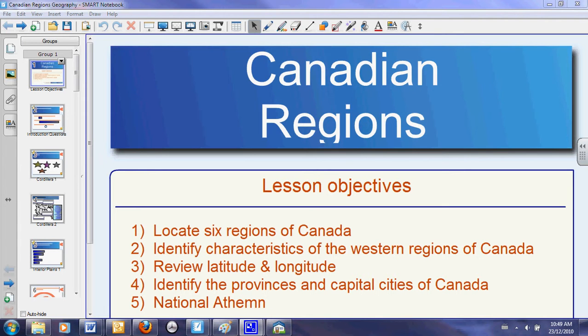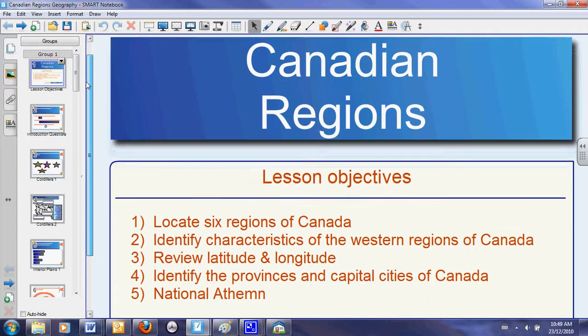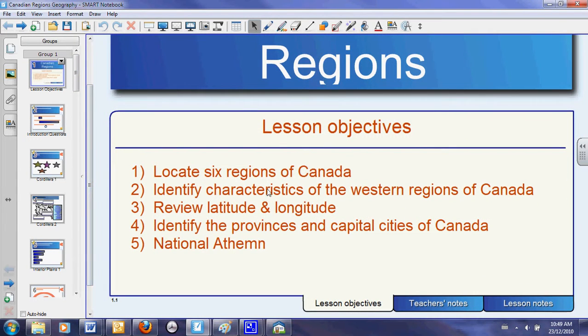This is the second lesson of the Socials 10 Geography unit. This information can also be found in your Horizons textbook in Chapter 3, pages 99 to 104. Now, as you can see here from the lesson objectives, we're going to focus on the physiographic regions of Canada, as well as some of those characteristics.